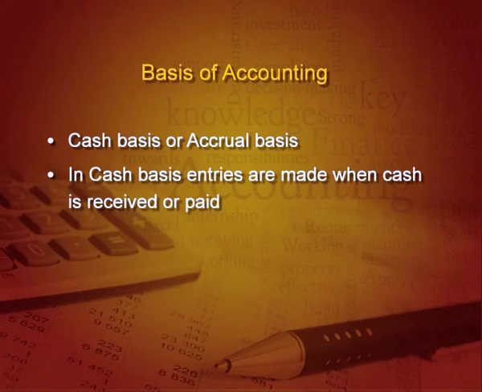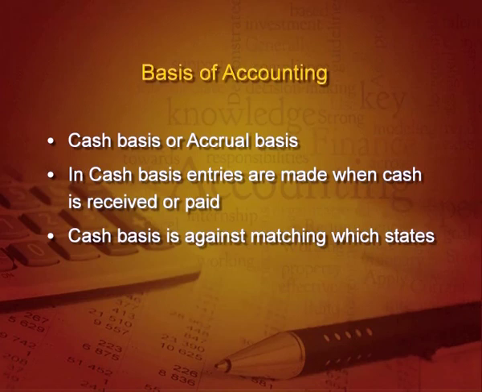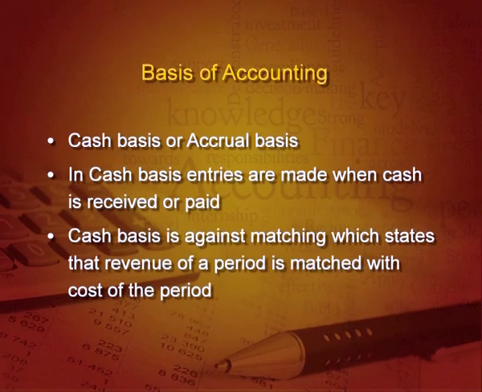In cash basis, entries are made when cash is received or paid. Now, this cash basis is against the matching concept, which states that revenue of a particular period should be matched with the cost of that period. But in cash basis, you can receive cash for the previous year also, for the next year also. So, this will be against the matching concept.